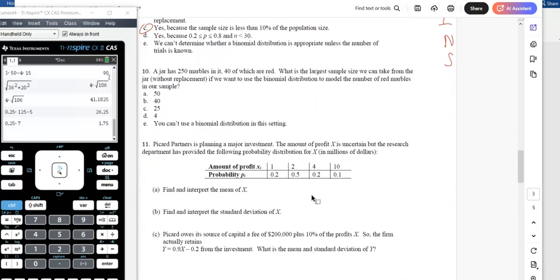A jar has 250 marbles in it, 40 of which are red. What is the largest sample size which we can take from the jar without replacement if we want to use the binomial distribution to model the number of red marbles in our sample? So 25, right? That's 10%.